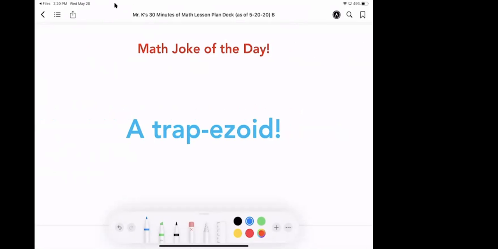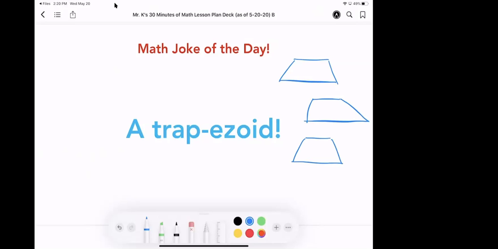As a reminder, a trapezoid is a shape that looks a little bit like this. You could have lots of different varieties of trapezoids. And this is called an isosceles trapezoid when the two sides are equal.